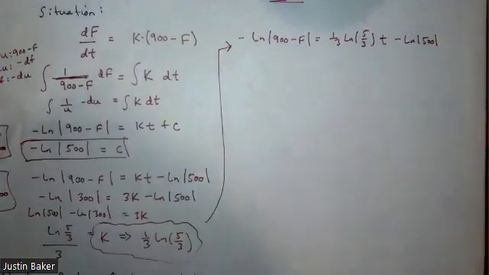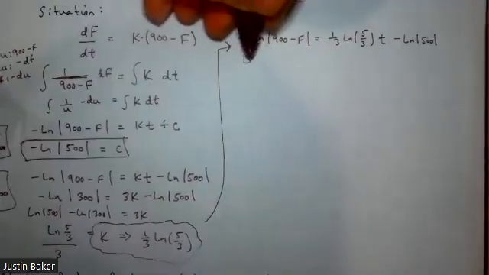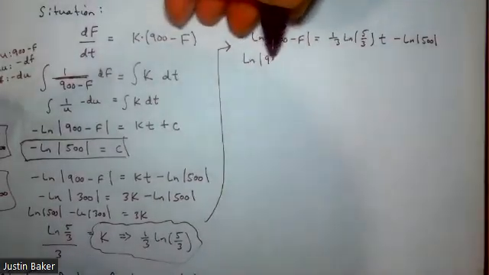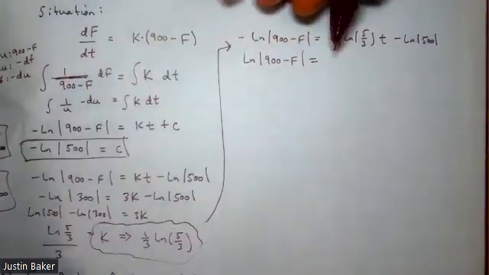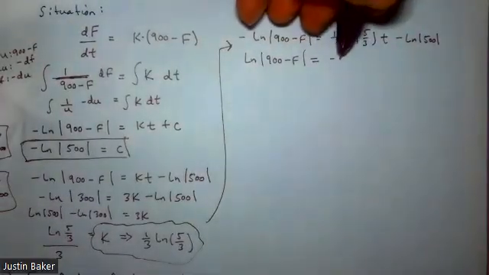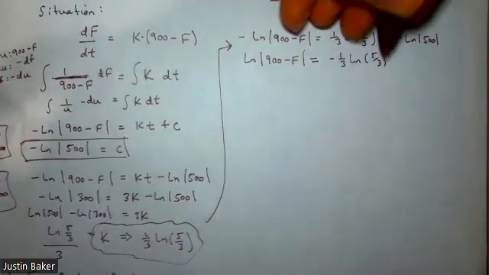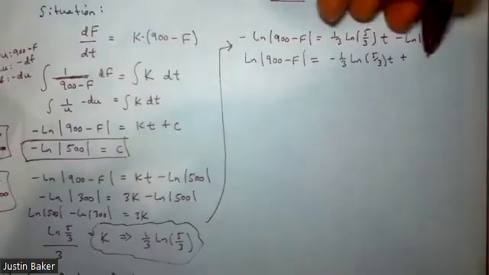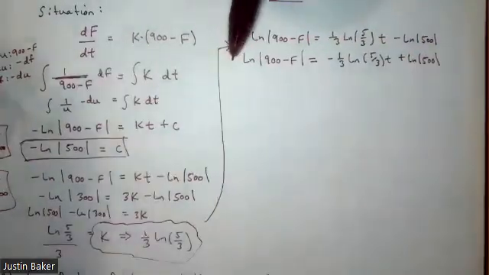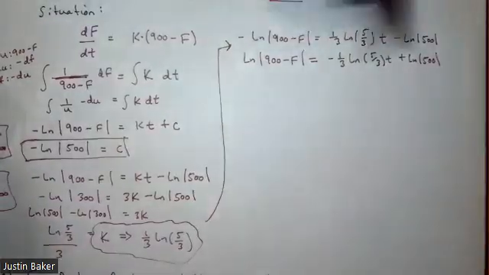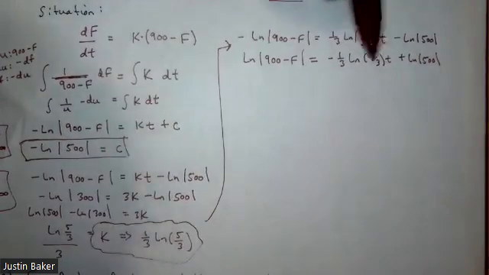I'm gonna get rid of this negative sign because this doesn't help anybody out front with that negative. So I'm gonna go natural log 900 minus f is equal to, and then let's call this negative 1/3 natural log 5/3 t plus natural log 500. So that was just getting rid of that negative sign up front. I don't know that you necessarily have to do that. That's just kind of how my brain works.